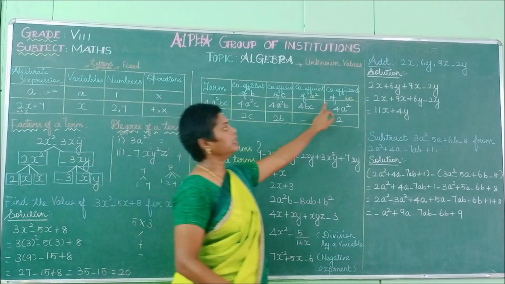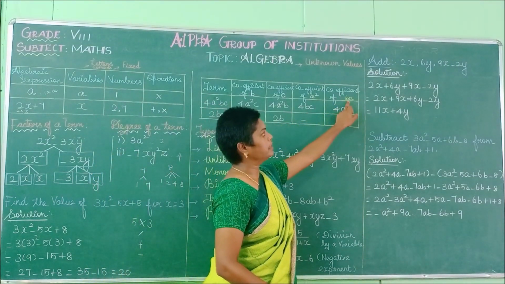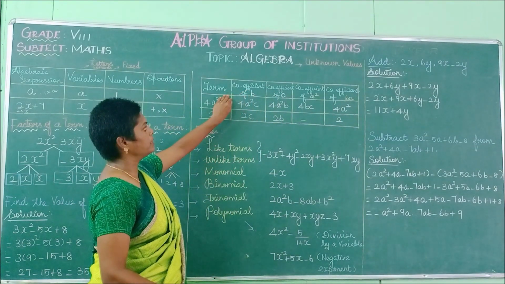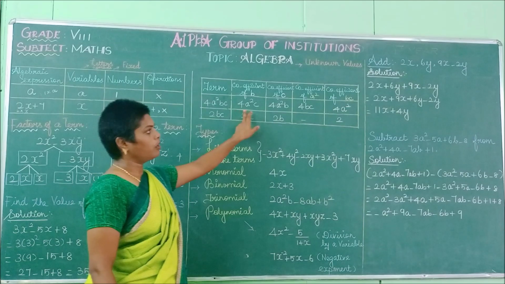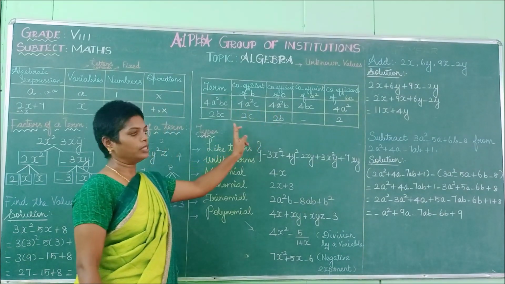4BC. Here they asked what? BC. So you leave this BC, and you have to get what? 4A square. So did you all clear? So move to this example.